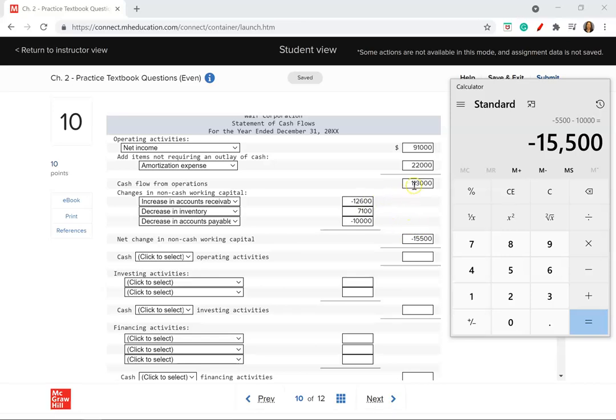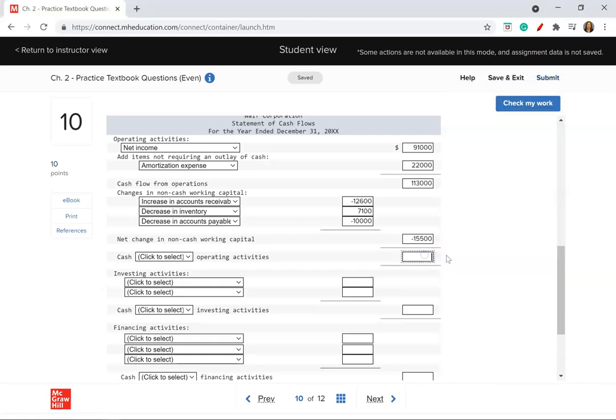And now if we do the cash flow from operations, which is 113,000 minus the 15,500, that gives me my cash in operating activities, so 97,500. And because this is positive, we're going to put this as provided by. If this was negative, then you would say used in.